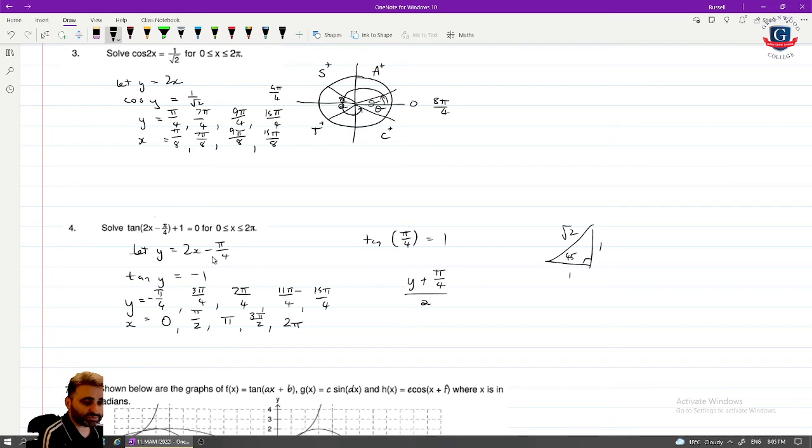Pi on 8, 7 pi on 8, 9 pi on 8, 15 pi on 8. Yep, that's correct. 0, pi on 2, pi, 3 pi on 2, 2 pi. Yeah, correct. Well done. Yay me.